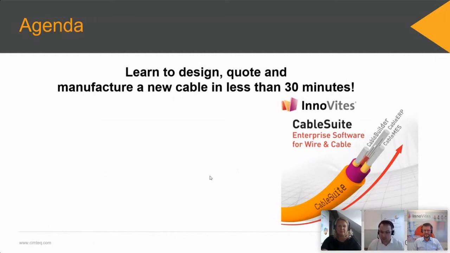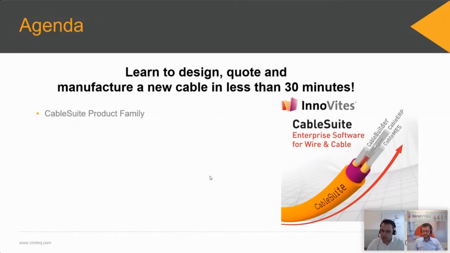Today is all going to be about the CableSuite. This is the package consisting of Cable Builder, Cable ERP, and Cable MES, a comprehensive wire and cable package that allows you to achieve what we have in mind today. Cable Builder comes from Simtech, Cable ERP comes from InnoVites, and Cable MES is also a Simtech product.